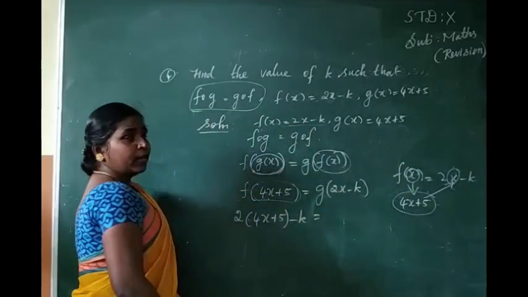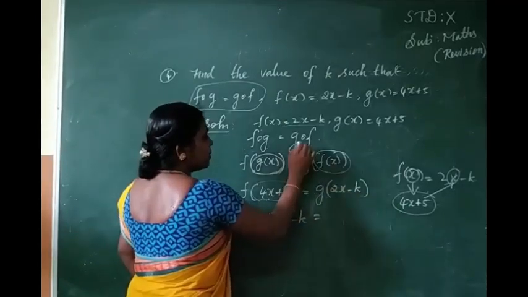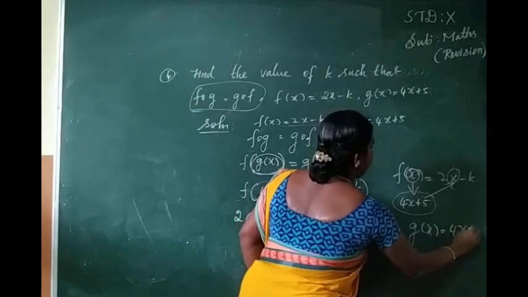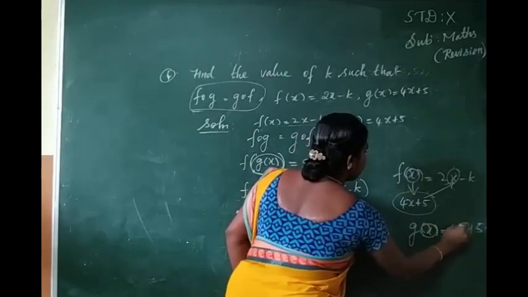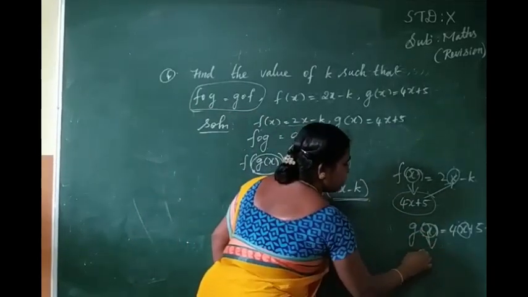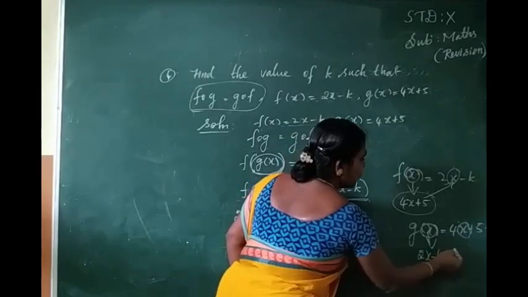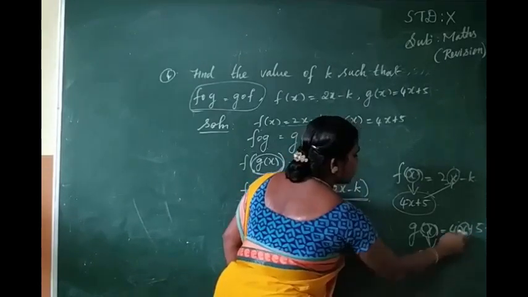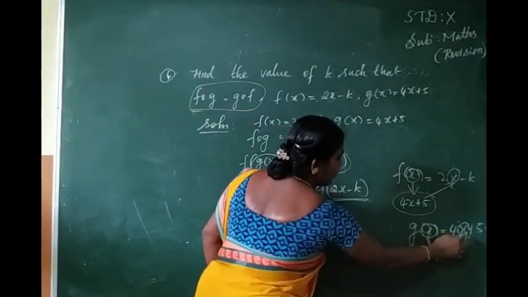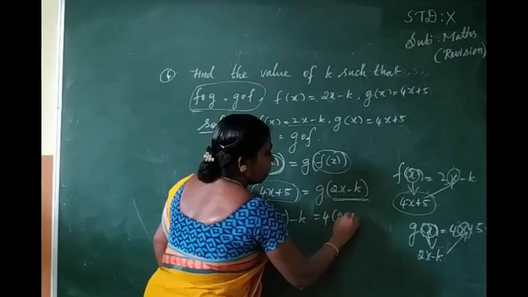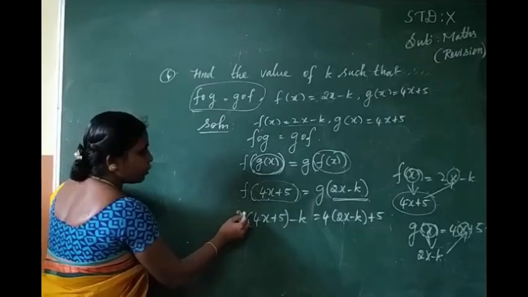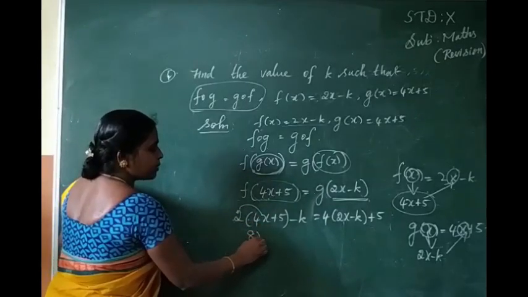Equal to. And right hand side also, g of x. The g of x value is g of x equal to 4x plus 5. So instead of x, what is here? 2x minus k. So in the right hand side also you apply, instead of x, 2x minus k. Then what you get? 4 into 2x minus k, plus 5. Next step, multiply. We have to remove the bracket. 2 4s are 8, so 8x.